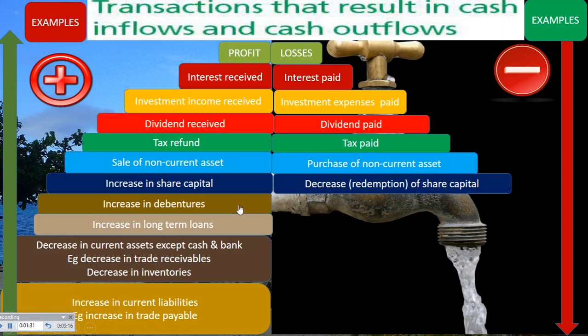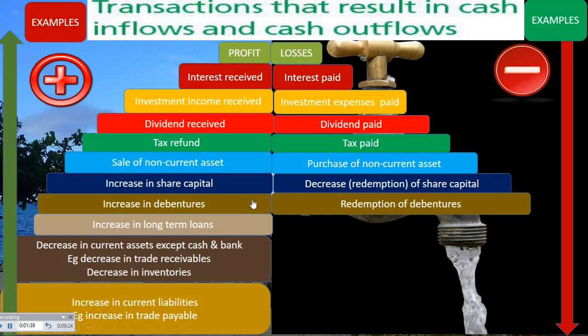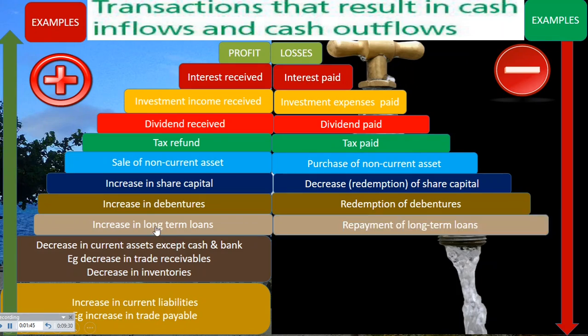Increase in debentures. Increase in debentures means we have taken long-term loans, so it's inflow. The reverse of this is redemption of debentures. So if you are making payment of debentures, obviously cash goes out, so minus. Increase in long-term loans. If you have taken long-term loans, that's your inflow. Repayment of long-term loans, outflow.